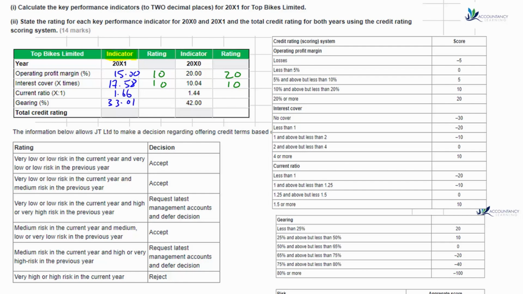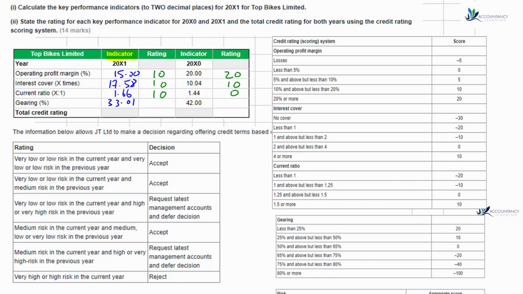So our current ratio last year was 1.44. Again, looking at the table, so that's between 1.25 and 1.5. So that gives us a score of 0. But it does improve, doesn't it? In the current year, it becomes 1.66. So that's going to increase our score to 10.